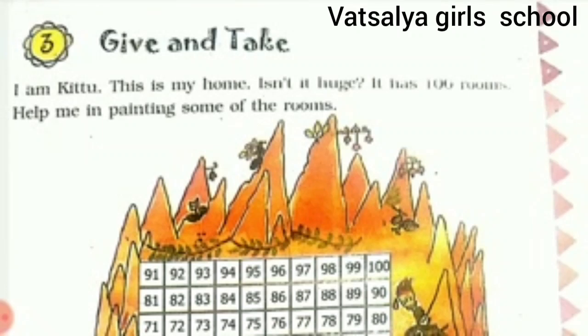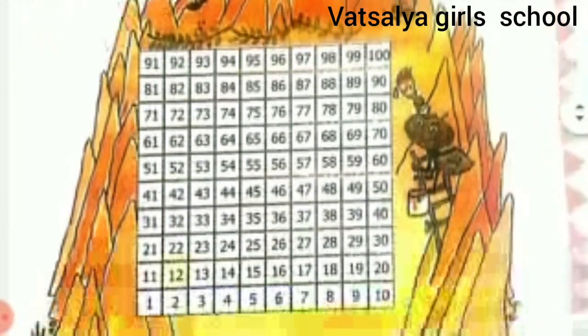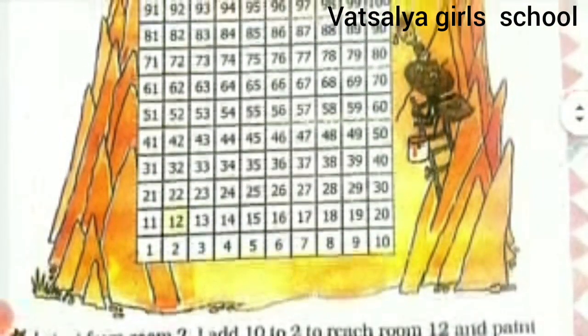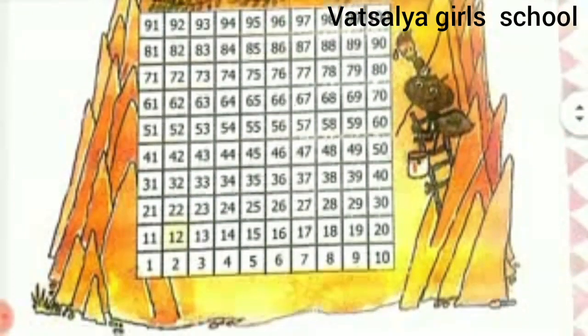I am Kittu. This is my home. Isn't it huge? It has 100 rooms. Help me in painting some of the rooms. So this is Kittu's home. Each room is numbered 1, 2, 3 till 100.